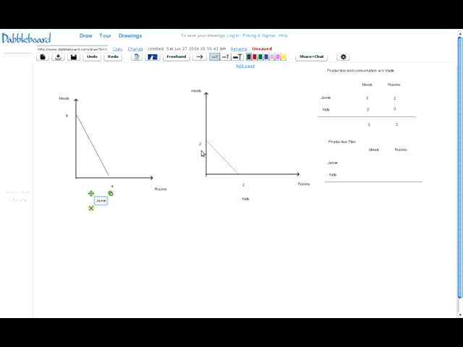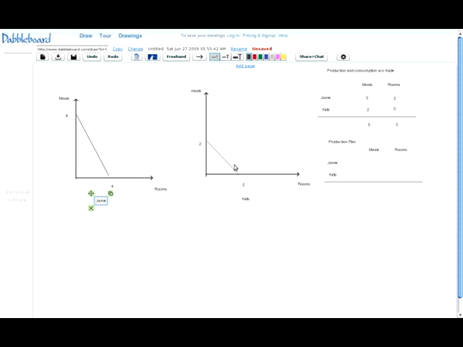Anyway, so Jamie could produce at most 6 meals and 4 rooms. Children, on the other hand, these are the kids right here, they could produce at most 2 meals and 2 rooms. And the example we ended up with was that if they didn't engage in trade, if they were just producing for their own consumption, the Jamie character would produce right here in the middle. So he'd produce 3 meals and 2 clean rooms.